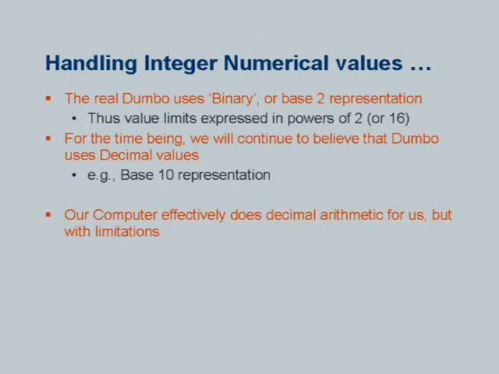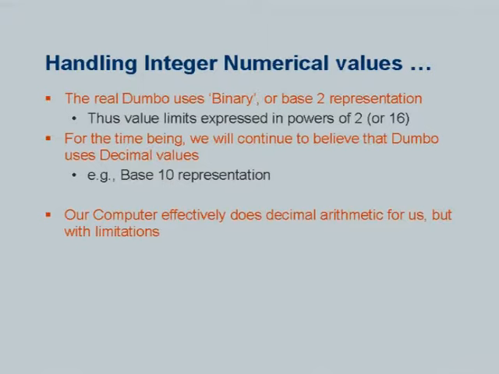So for the time being, we will continue to believe that our Dumbo uses decimal values, that is base 10 representation. This is quite natural and logical, because through the C programs that students write, both the constant values that they put inside their programs as well as the values that they give as input and receive as output, they will invariably see decimal numbers, fractional or integer. Therefore, they will not take too much convincing to assume that digital computers somehow can handle the decimal numbers that we give or want to see, converting to and from the binary representation internal to the computers. So we conclude that our computer effectively does decimal arithmetic for us, however, it does so with limitations.